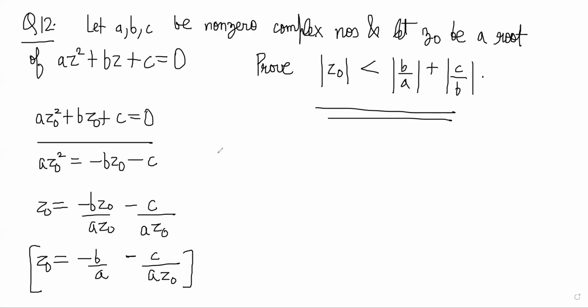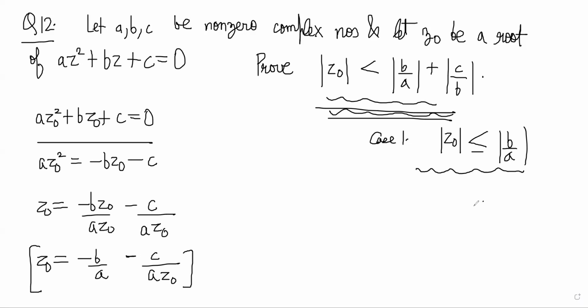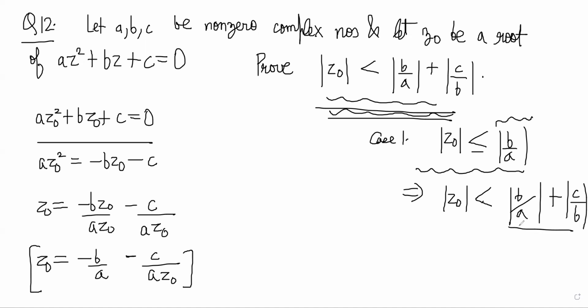Correct? Now, let's take two cases in which we want to prove this. Case 1 is mod of z0 is less than or equal to mod of b by a. If so, it is obvious that mod of z0 will be less than mod of b by a plus mod of c by a, because it's already less than this, so it will be less than something larger. So it is obvious in this case. We are going to work in case 2 where mod of z0 is greater than mod of b by a, because case 1 is trivial.